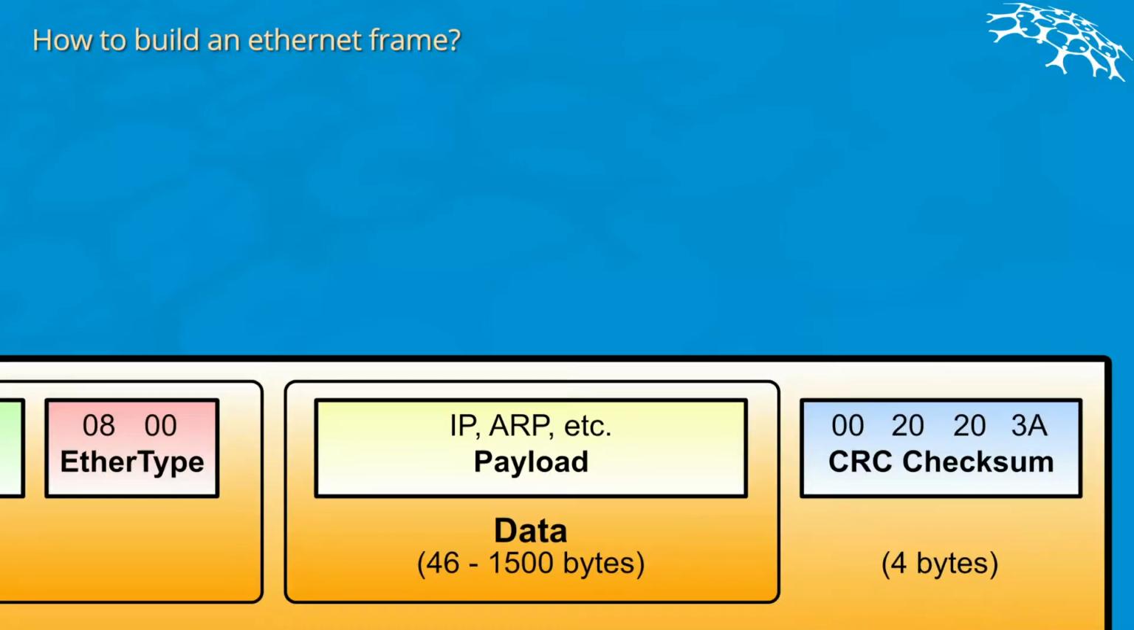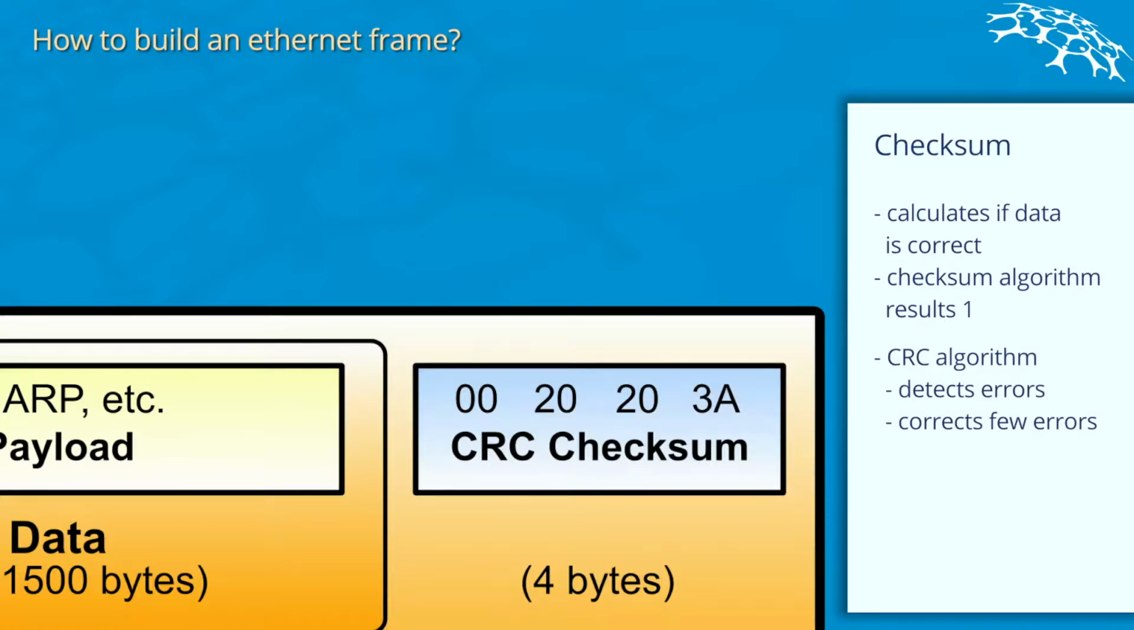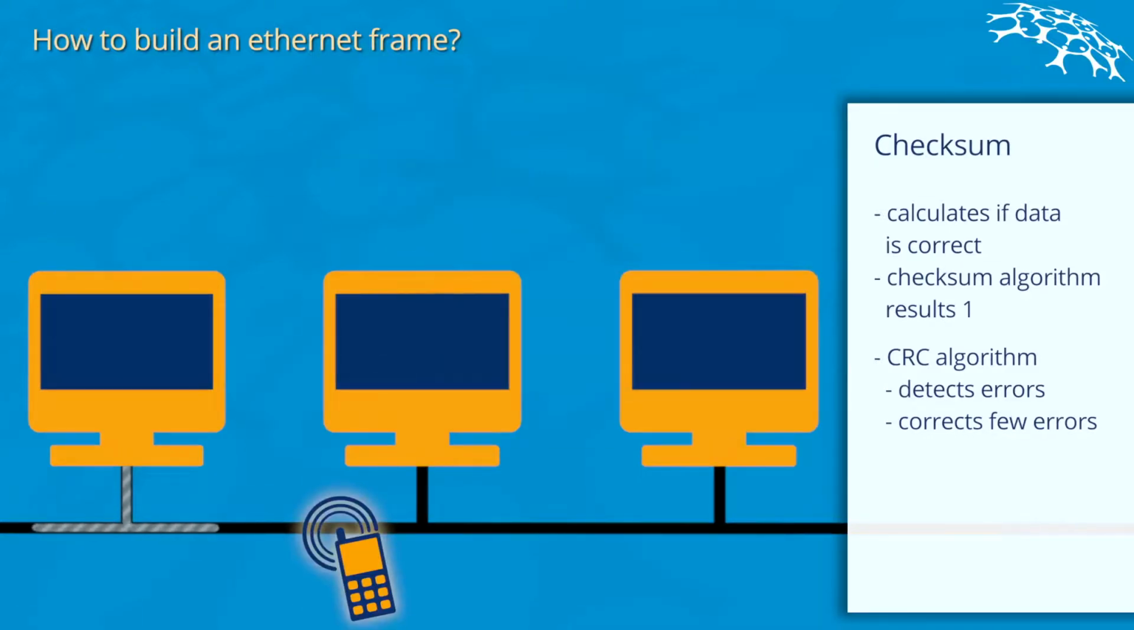And last but not least, there is the checksum, which is a sum calculated from the entire data on the frame. If you receive the data and you run the checksum algorithm on the entire data, including the checksum, the result will always be 1. And if something goes wrong, the frame will be dropped. Actually the CRC algorithm can not only detect errors but also correct a few, but this will hardly ever happen, because if you think about a situation where a cell phone might corrupt the data, then probably the entire frame will be corrupted. It's very, very rare that only one piece of information gets corrupted.